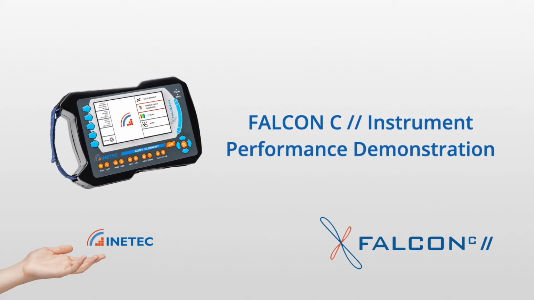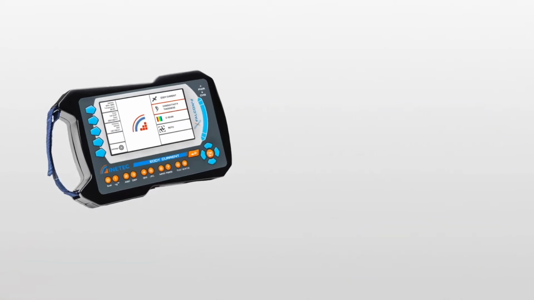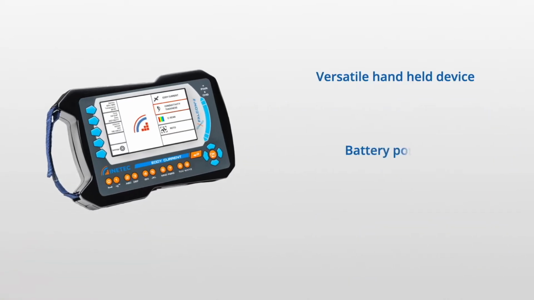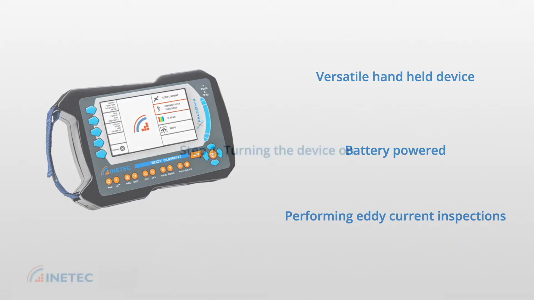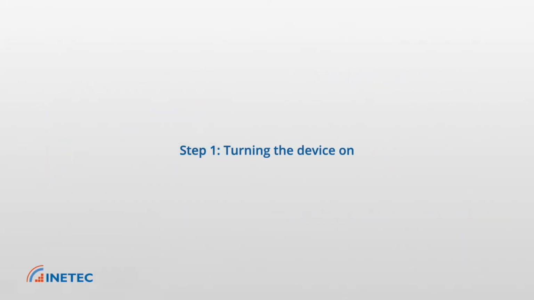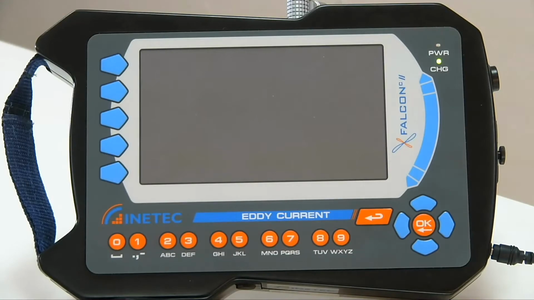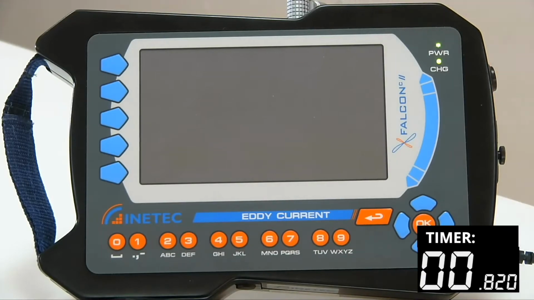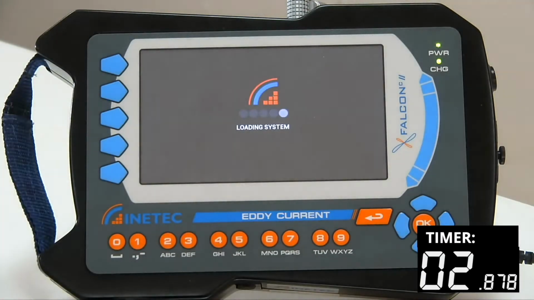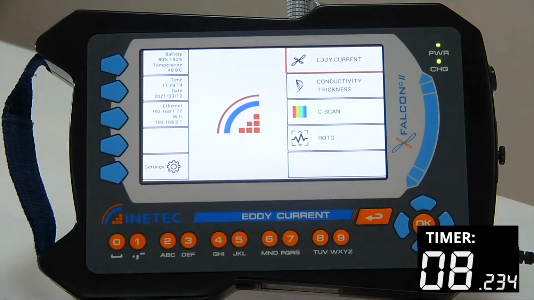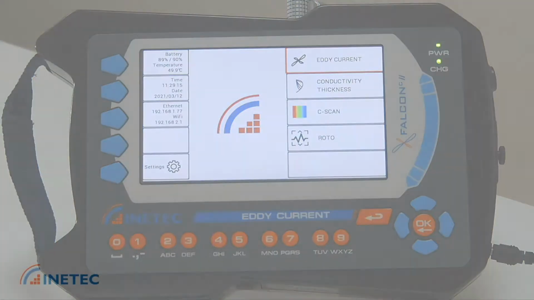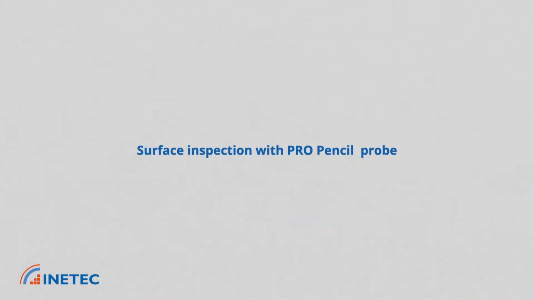Presenting Falcon C2 Universal Eddy Current Inspection Handheld Instrument. Power-up sequence is short, under 9 seconds, and immediately ready for inspection, providing increased productivity. Last setup is automatically loaded, and the instrument is ready to continue inspection where it stopped in the previous shutdown.